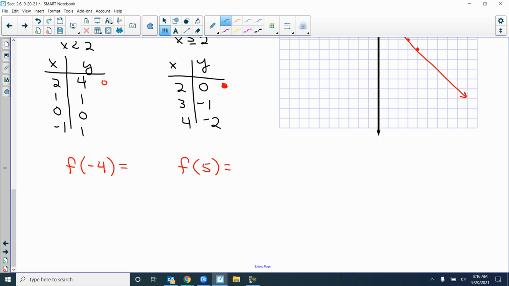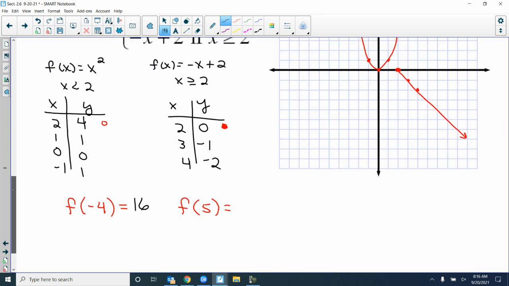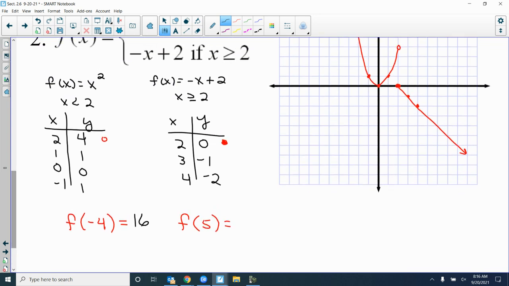Ryan, you confident on f of negative 4? 16. You plug it into the x squared. What about f of 5? It'd be negative 3. Okay, so negative 3. All right, so you just got to make sure you understand which function to plug it into. You just can't do it into either one. All right, flip it over.